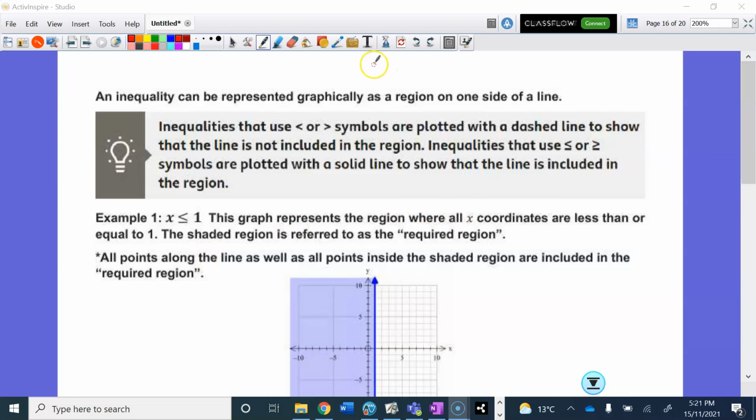Okay, so we sometimes refer to these types of graphs as half planes. You might see this terminology somewhere. So they're sometimes called half planes, basically meaning half of the graph is coloured in. We divide the Cartesian plane into two sections by drawing a line on it, and then we shade half of it.